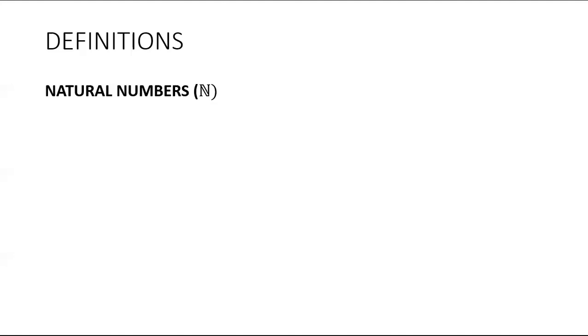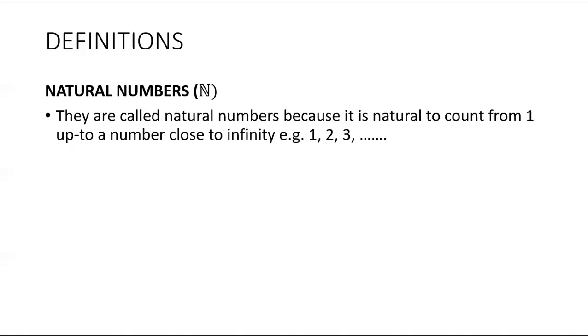Now, what are natural numbers? Natural numbers are called natural numbers because it is natural to count from 1 up to a certain number close to infinity. I gave you examples there. That is 1, 2, 3, 4, 5, 6, so on and so forth. So no decimals, no negative numbers. They're also called natural numbers because it is natural to count from 1, as I've said, and we normally refer to them as counting numbers.